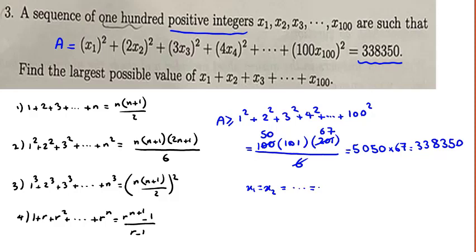If at least one of them is greater than 1, then the left side will be greater than 338350. So all of them should be 1, only one case. So x1 plus x2 plus x3 up to x100 equals 100.